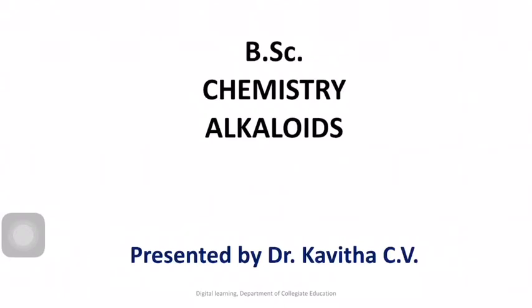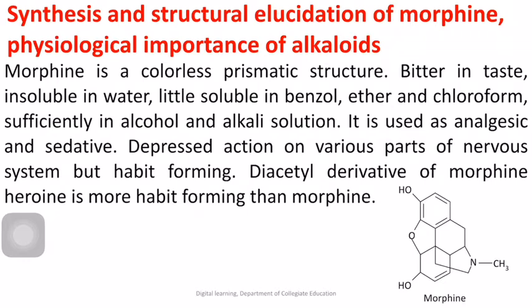In the previous session, you learned the definition of alkaloids, classification based on the prominent heterocyclic moiety present in the alkaloid, isolation from plants, and then structural elucidation of nicotine along with the synthesis. In this session, you are going to learn the structural elucidation of morphine and the physiological importance of alkaloids.